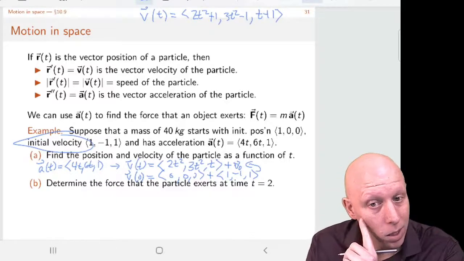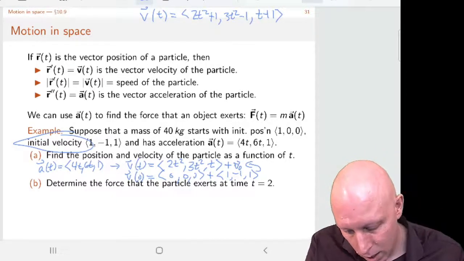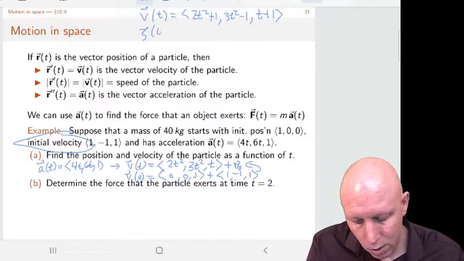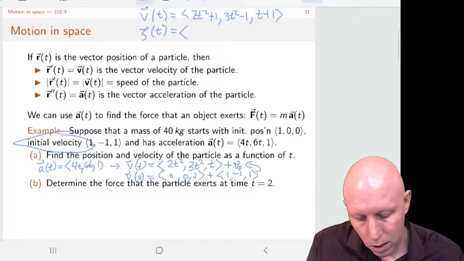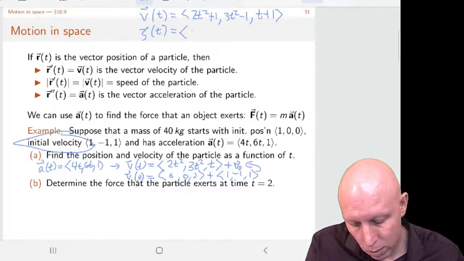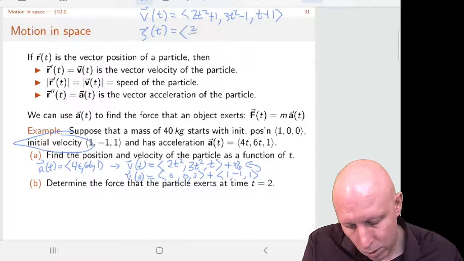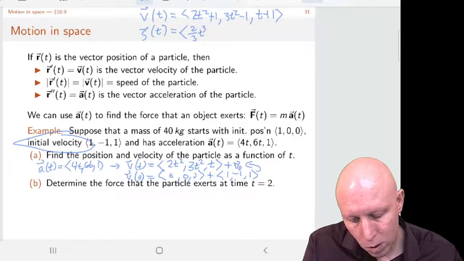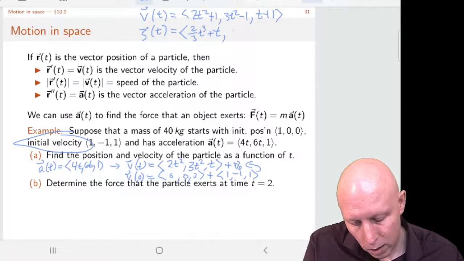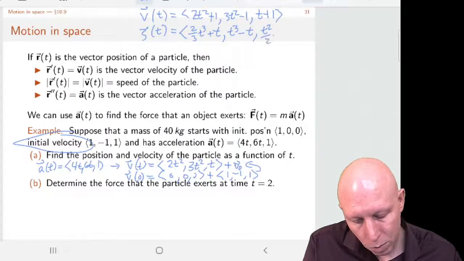And now we can use this to then find the position. The position s of t is the integral of this. The integral of 2t squared is 2/3 t cubed. The integral of 1 is t. The integral of 3t squared is t cubed, minus t. And then the integral of t plus 1 is t squared over 2 plus t.